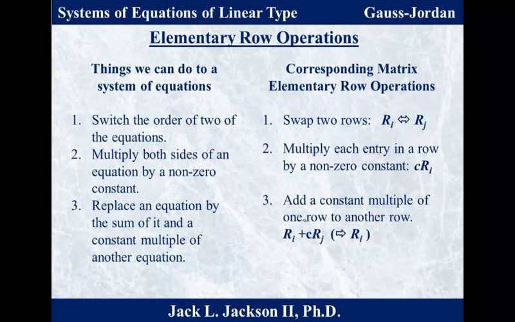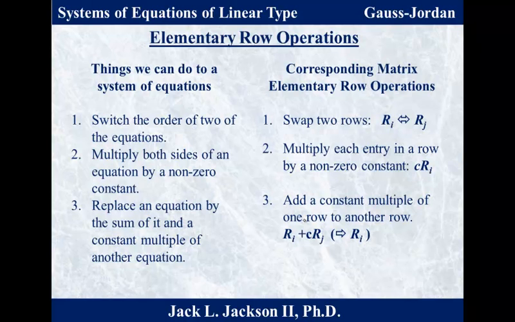Now, of course, when we multiply both sides of an equation by a non-zero constant, if it's in the form that we have up here, you're going to distribute it across on the left. And so what's going to happen is you're basically going to multiply all those coefficients by that constant, as well as multiplying the constant term by that same constant. So what does that do for us in terms of an elementary row operation? It says we multiply each entry of the row by a non-zero constant.